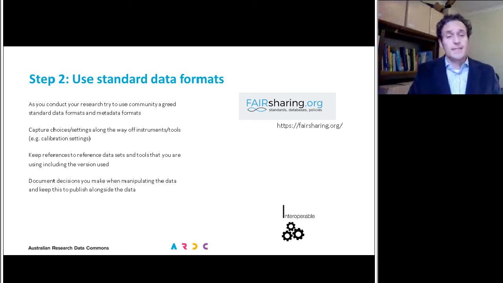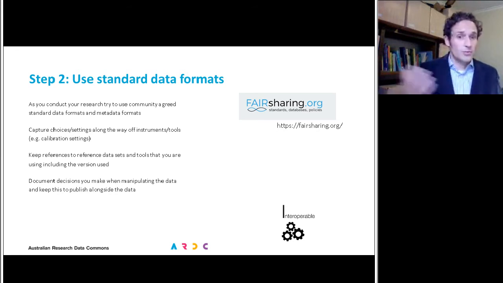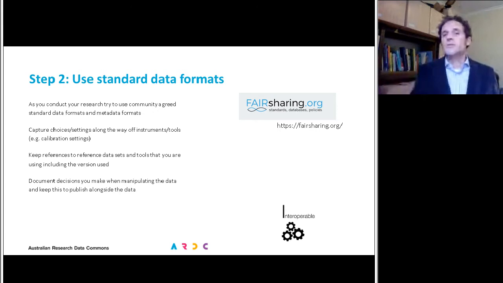Also, when you are manipulating data and you're actually preparing it into a form that you could publish down the track, document decisions you've made when manipulating that. And if you, for example, delete outliers, then you should definitely document those sort of decisions so that others can understand why your data looks the way it does and how you got to that.